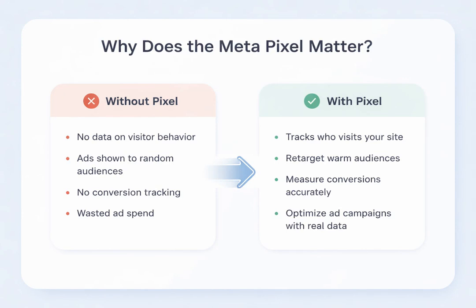Now, you might be wondering, why does this matter so much? Well, imagine running ads completely blind. Without the pixel, you have no idea who visited your landing page, who clicked your buy button, or who almost converted but left at the last second. You're essentially throwing money into the dark. But with the pixel installed, everything changes. You can see exactly what users are doing, retarget people who showed interest, and let Meta's algorithm optimize your ads toward people most likely to take action. It's the difference between guessing and knowing.